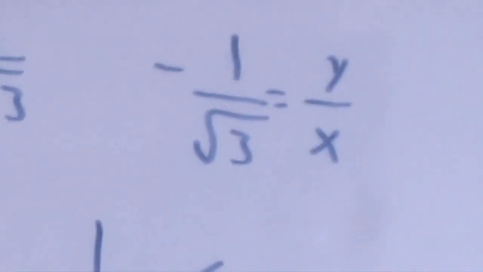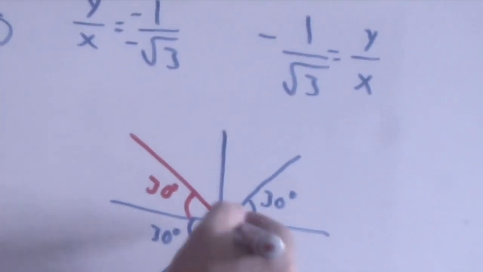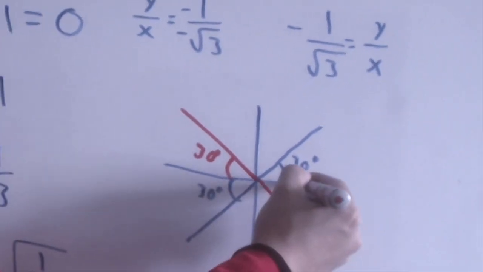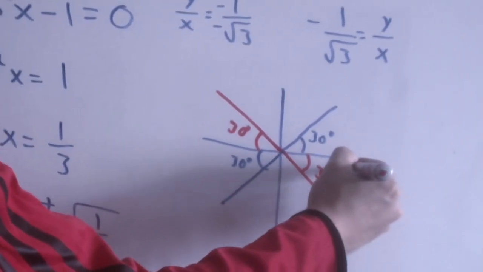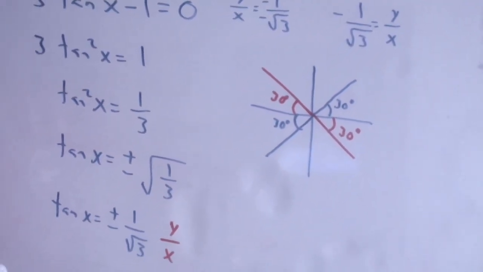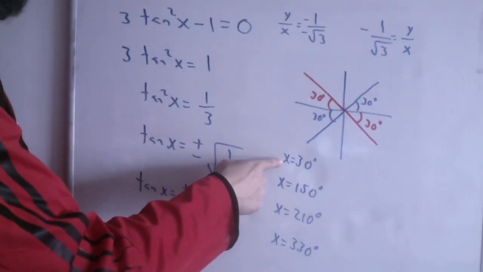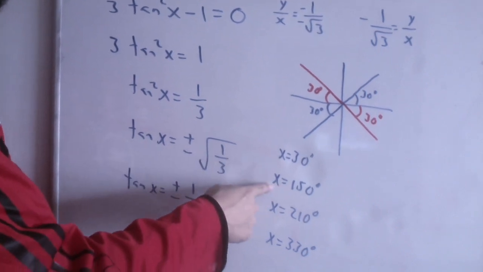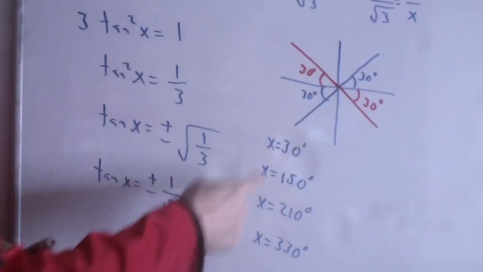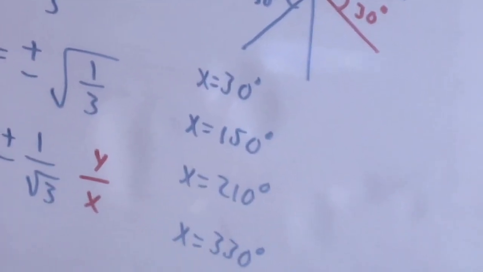And now I have to look for where tangent is negative. Tangent is negative in quadrant 2 and quadrant 4. So how many answers am I gonna have? I'm gonna have 4 answers. So my answers are 30 degrees, 150 because I subtract 180 minus 30, and then 180 plus 30, that's 210, and 360 minus 30, so that's 330.